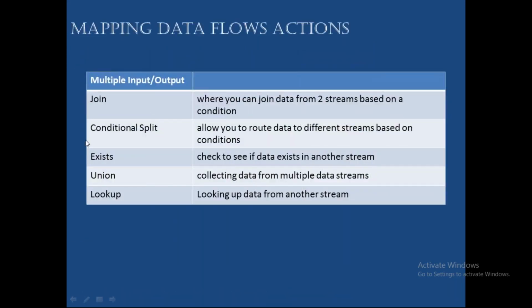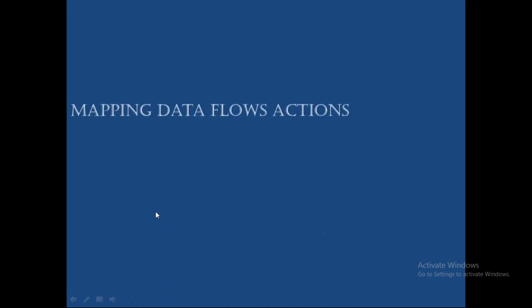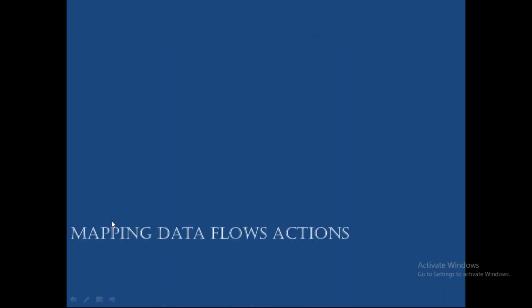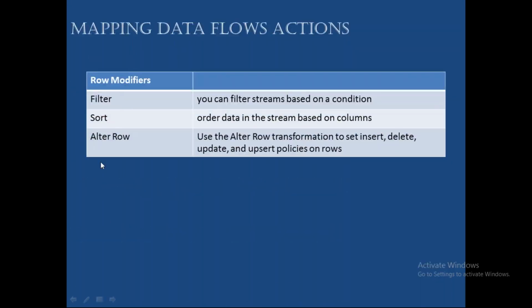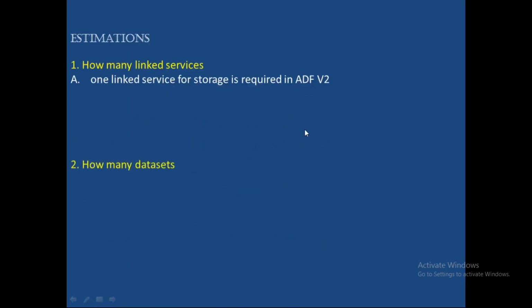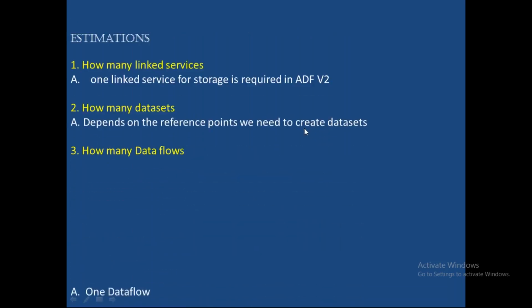In mapping data flow, we talked about all these transformations. The remaining transformations are pivot and unpivot, which we are covering today. Next, for the sources and sinks, I'm creating the storage today, and I will create the reference points as many as we want. One data flow I will create, but that is up to you.